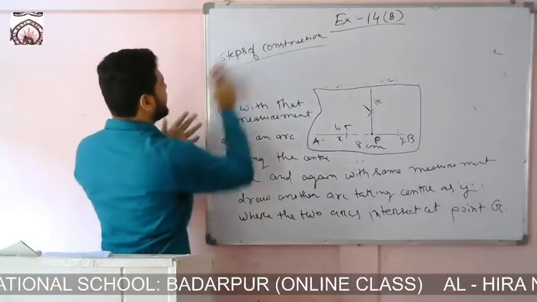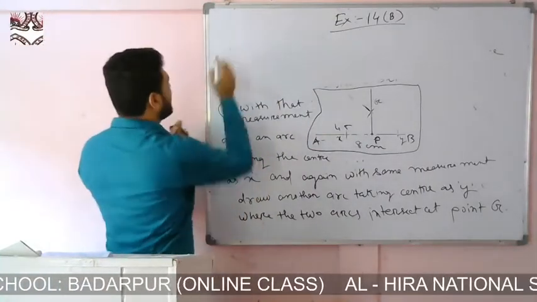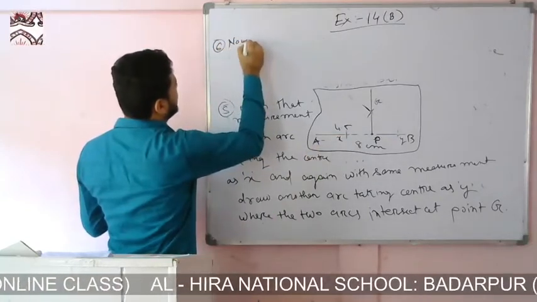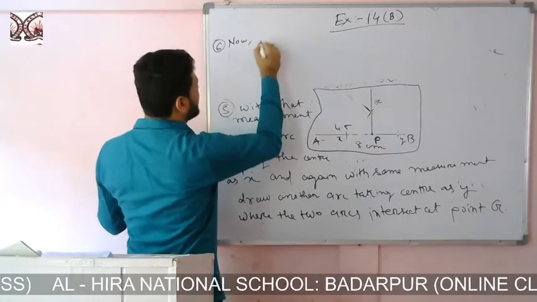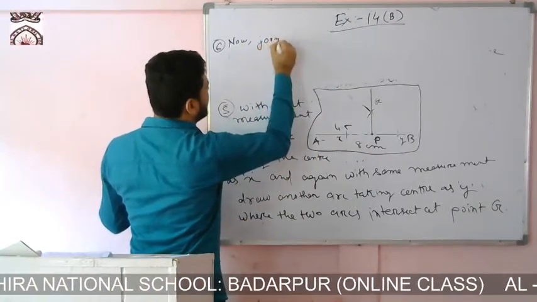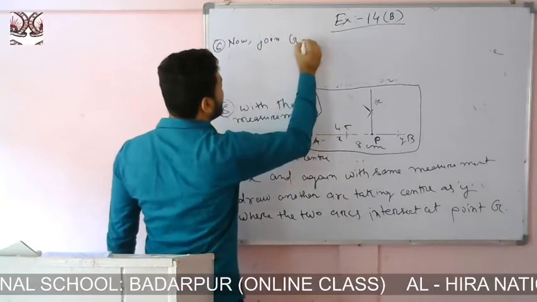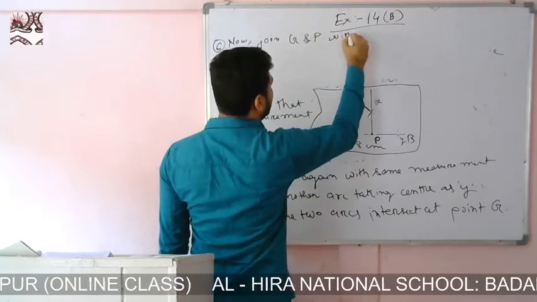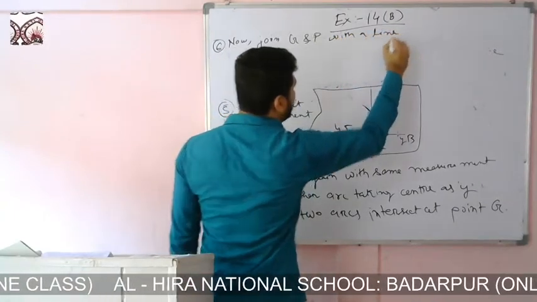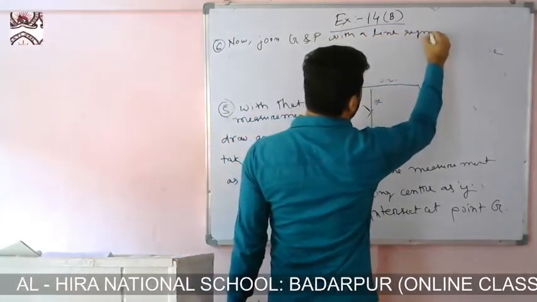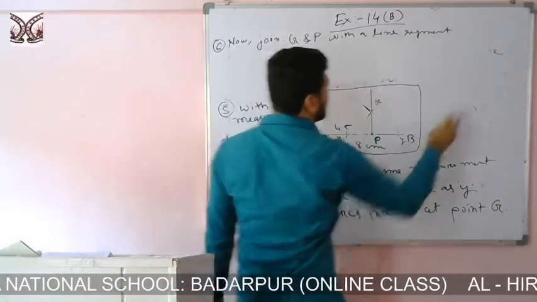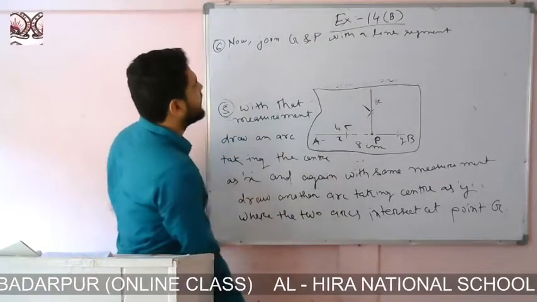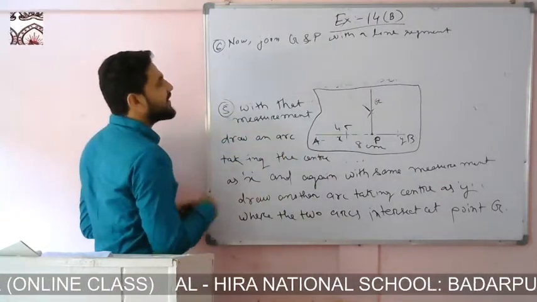Now write number 6. Now join G and P with a line segment. That means now you have to join G and P with a line segment.